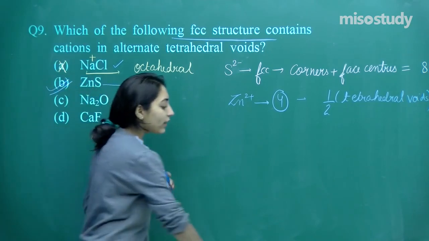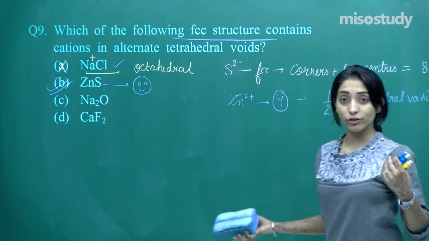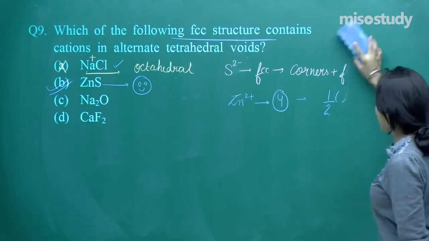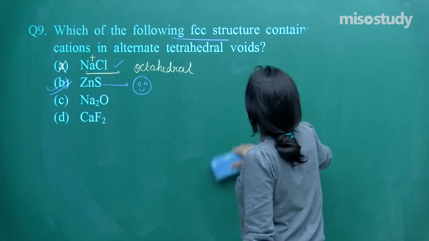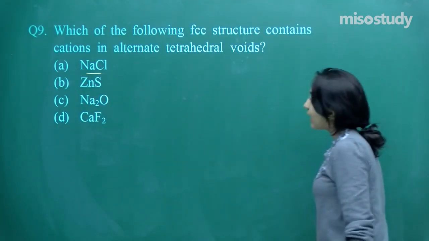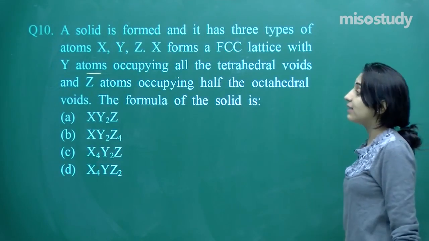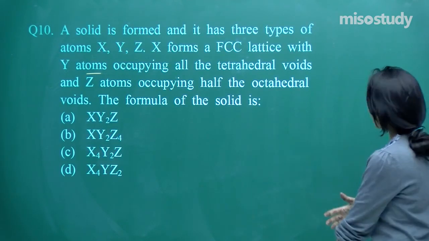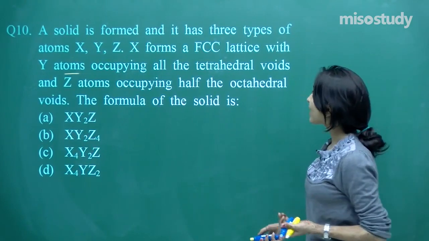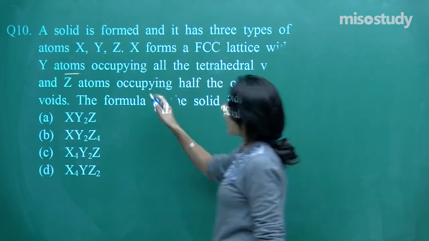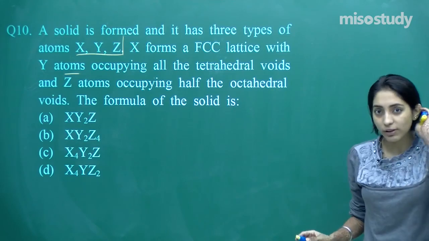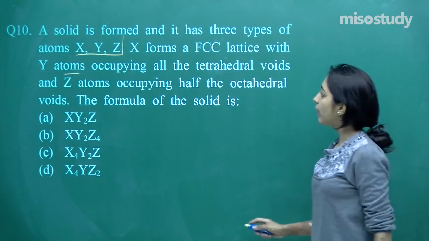Okay. So having done 9 questions of JEE mains pattern, I finally need to move on to the last question of the lecture, which is question number 10. Okay, let's see what question number 10 says to you. Question number 10 says that a solid is formed and it has 3 types of atoms, atom X, Y and Z. Okay, there is a solid which is made up of 3 types of atoms, atom X, Y and Z.